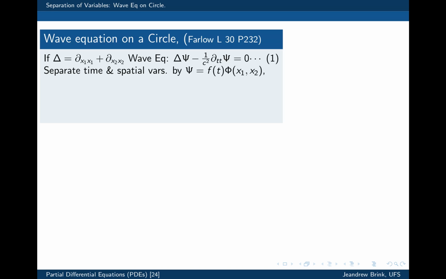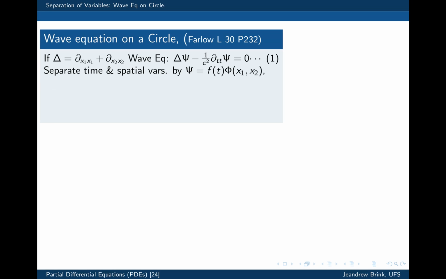And the way we do that is we firstly make an ansatz that the solution can be written in this form: f of t, a function of t, times a function phi of x1, x2. And this is a safe ansatz to make if the equation is linear, which it is in this case. You can't generally make that ansatz and expect it to work. So what people do for the most part is they make it and they try it, and if it works, because we've proven that the solutions to the wave equation are unique, then we're fine, we've got the answer.